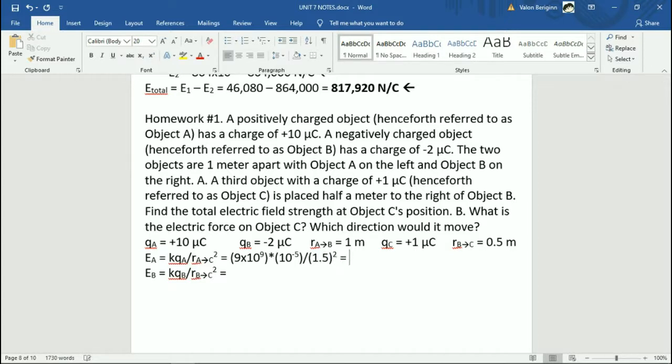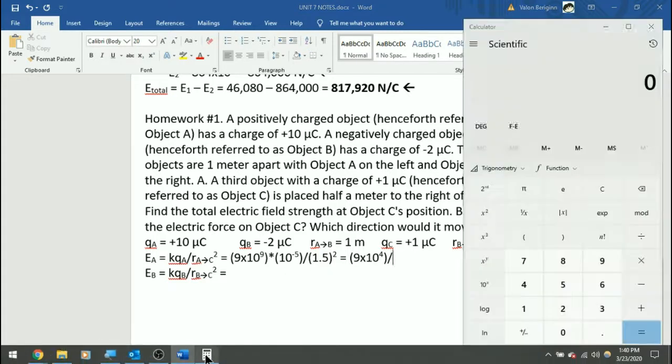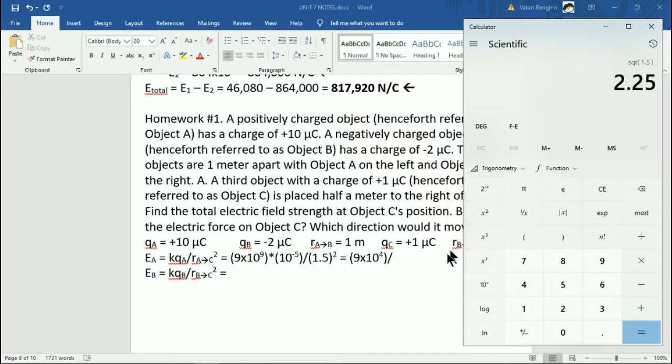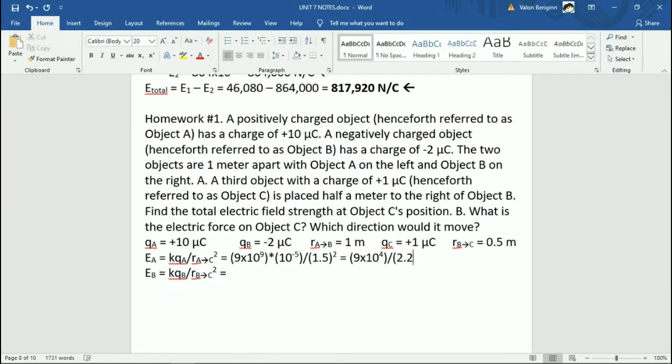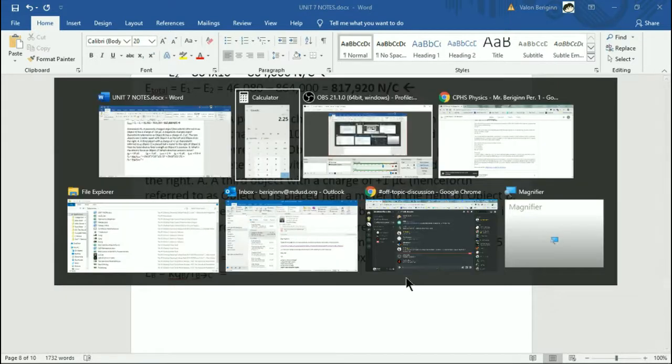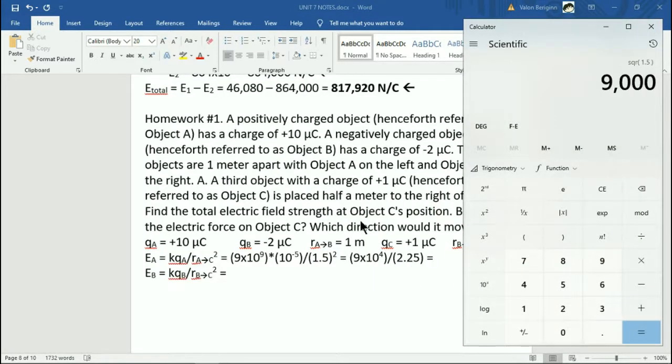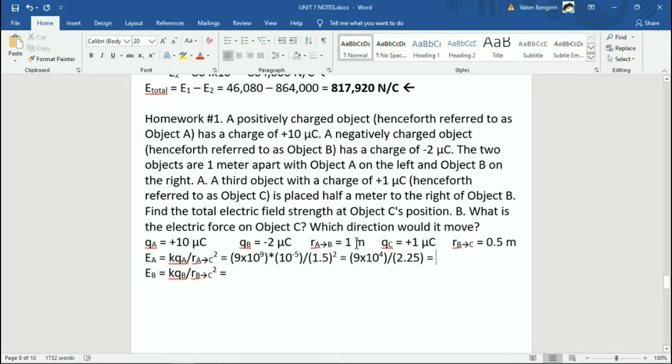So what does this end up being? Well, we have 9 times 10 to the 9 times 10 to the negative 5. So the numerator, I couldn't remember the name of the part on top of the fraction, is 9 times 10 to the 4, divided by 1.5 squared, which is 2.25. So therefore, 9 times 10 to the 4 is 90,000, divided by 2.25 gives you 40,000 newtons per coulomb. And so what direction is this field?